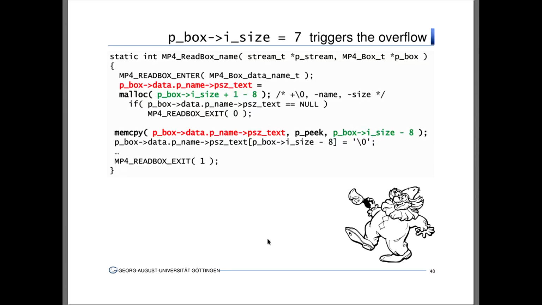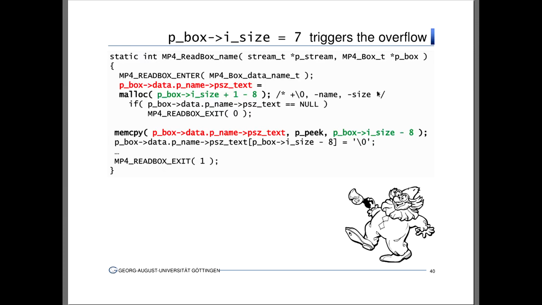You find a function called MP4 readbox name, and well, yeah, I would have asked you how to trigger the bug, but I wrote it in the title of the slide. So it looks very similar to the bug that Stefan found. So here, inside the malloc, there's an addition. You add 1, you subtract 8, so you're subtracting 7, really. And down here in the memcopy, you're subtracting 8.